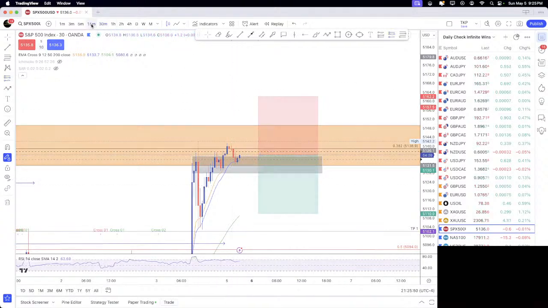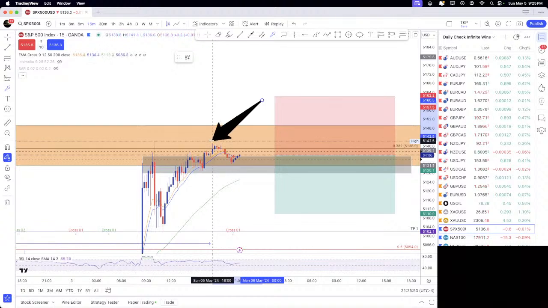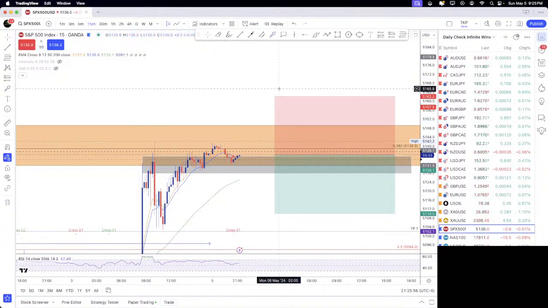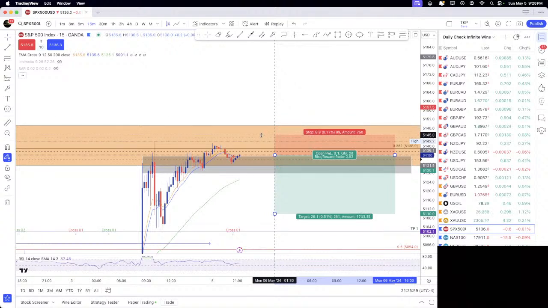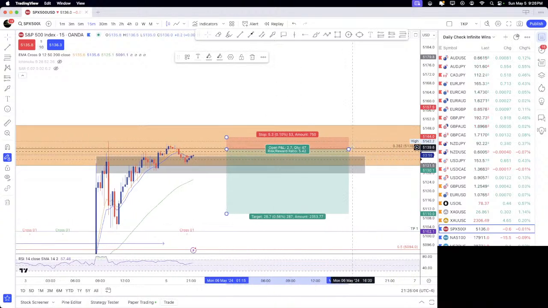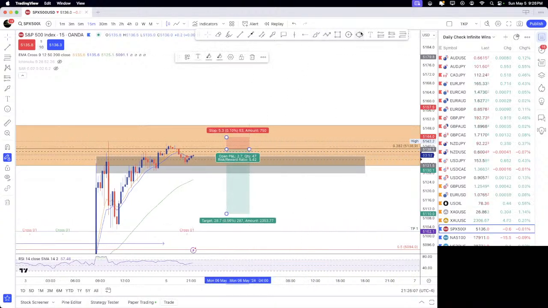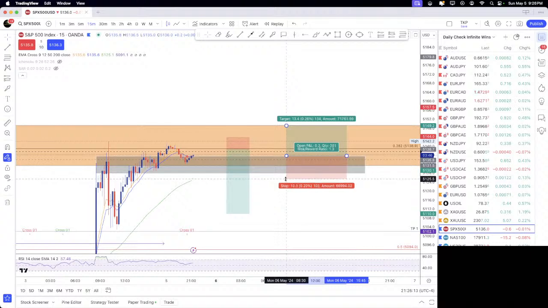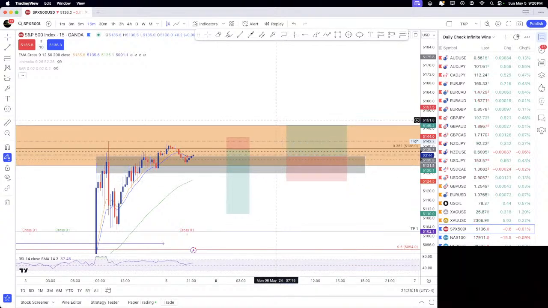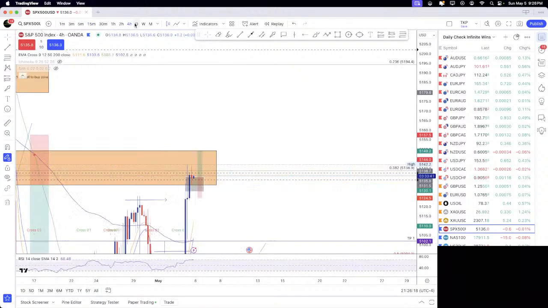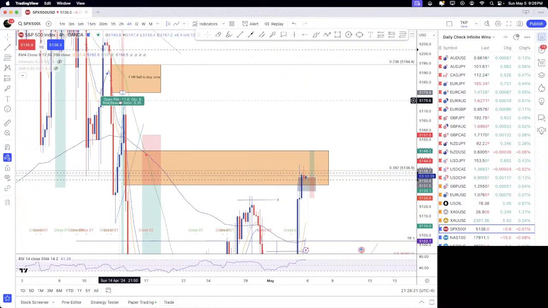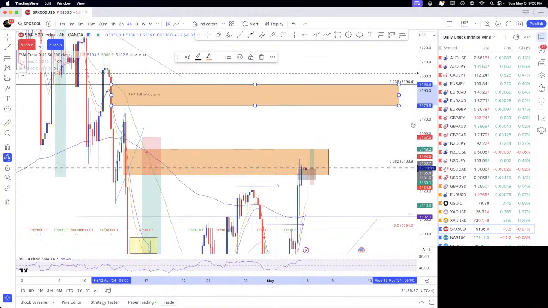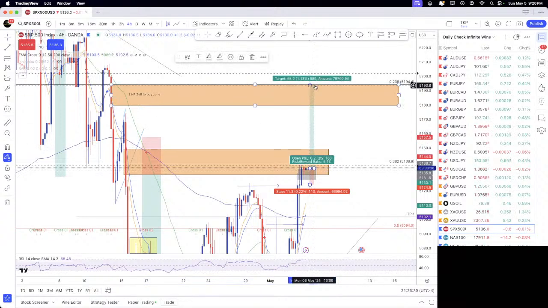Could be. But right here at the highs on the 15-minute, there is a double top. So it's either going to reject right here at those highs, or we're going to see a continuation in this uptrend to the 236.